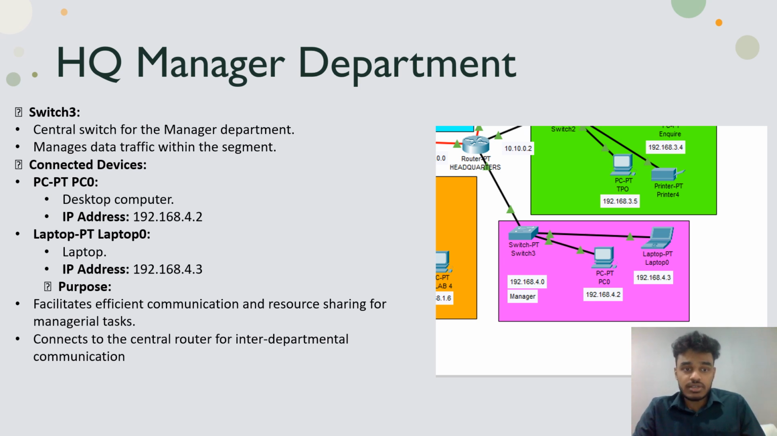The first connected device is PC0. It is a desktop computer and its IP address is 192.168.4.2. Now we will talk about Laptop0. It is a laptop and its IP address is 192.168.4.3. The purpose of the manager department is that it facilitates efficient communication and resource sharing for managerial tasks. It also connects to the central router for interdepartmental communication.